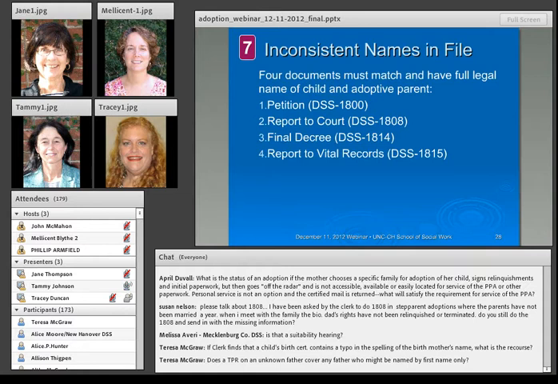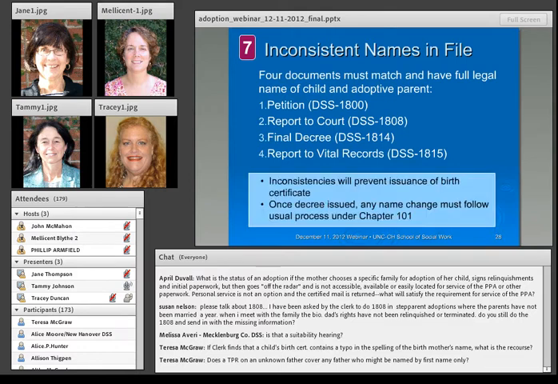The next thing we're going to talk about is inconsistent names in the files. Again, we just had some of these last week. There are 4 documents that must match and have the full legal name of the child and the adoptive parents. That is in the petition, the report to the court, the final decree, and the report to vital records. Please be consistent. Make sure it's the legal name, and make sure that it's the same and consistent on all those forms.